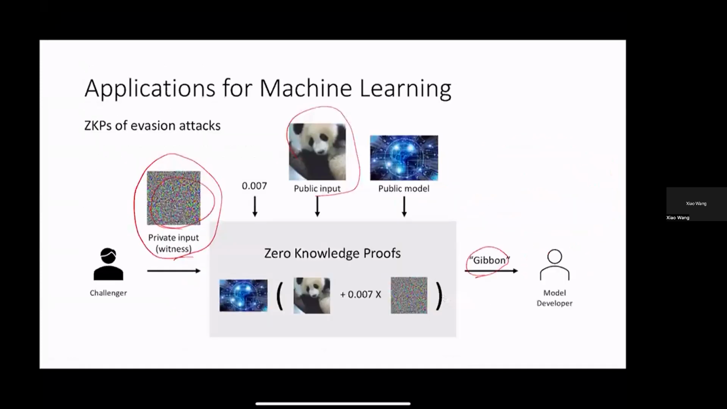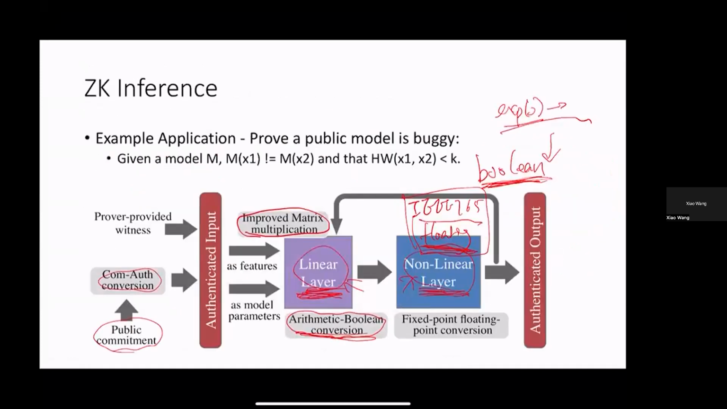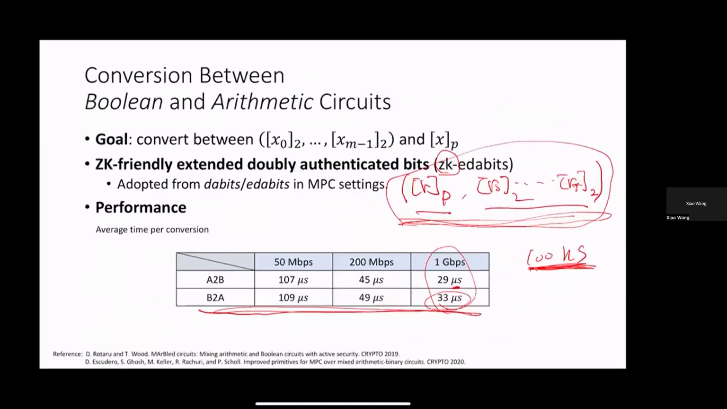But the good news is that we do not need that many conversions. We only need to convert whenever we go in and out of the nonlinear layers. Okay, this is where we need to do the conversion. And it just turns out that there are a lot more costs inside of the linear layers and nonlinear layers that are heavier. Okay, so this is where we solved the first challenge, which is the conversion.